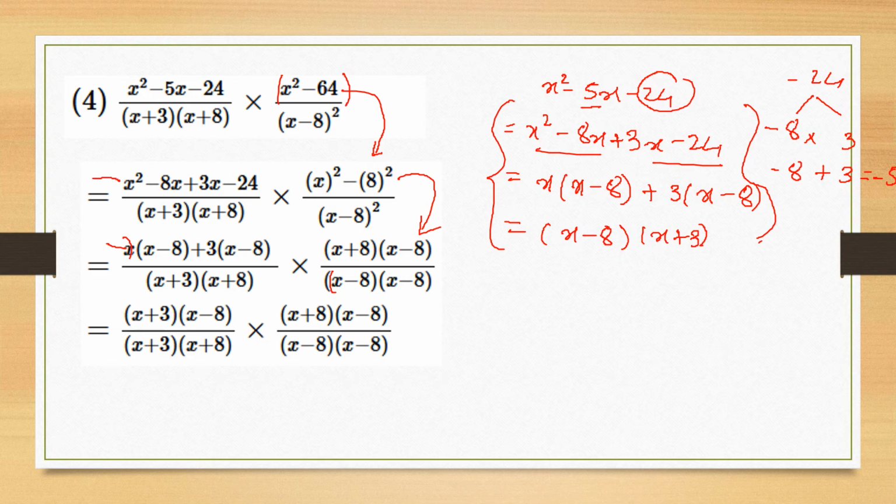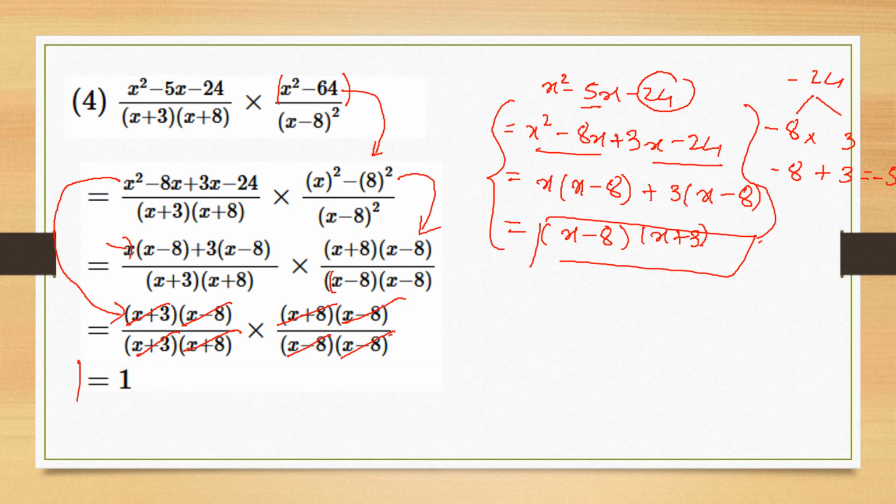And finally, the factors I have written, that is x plus 3, x minus 8. And this as it is, x plus 8 into x minus 8 upon x minus 8 into x minus 8. Now this x plus 3 and this x plus 3 will get cancelled. This x minus 8 and this x minus 8 cancelled. This x plus 8 and this x plus 8 cancelled. And this x minus 8 and this x minus 8 will get cancelled. So everything is getting cancelled. So the only thing that will be left is 1. So the answer of this expression is 1.